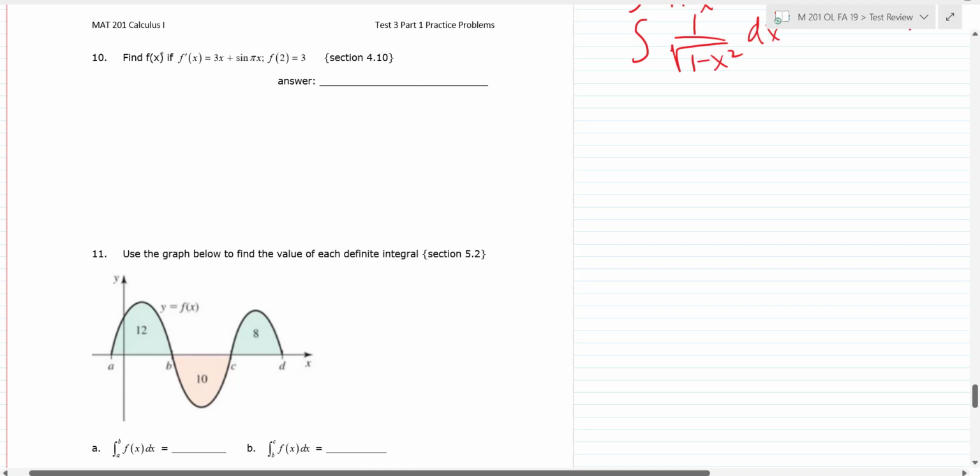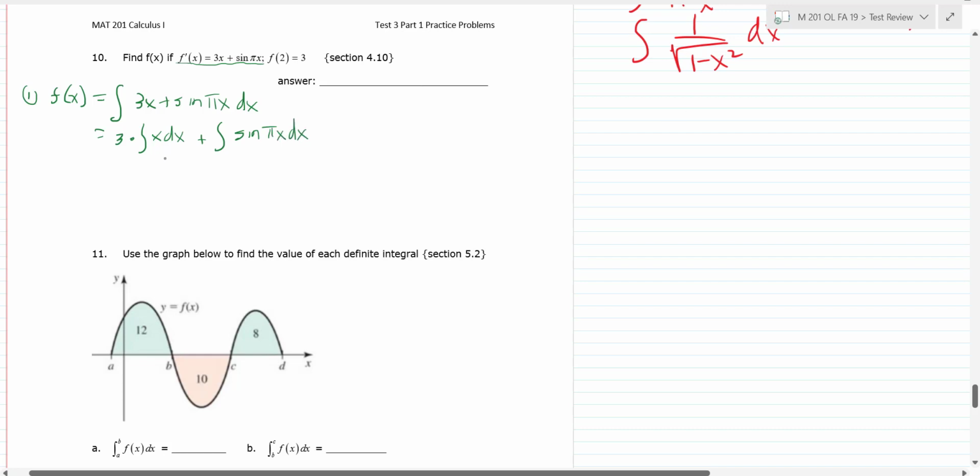So the first thing you're doing on this is I've given you the derivative. You're finding the function. The way you find the function, if you know the derivative, is you find the antiderivative. So you do the integral of 3x plus sine pi x dx. Now, you can do this in your head. You can also split this up like this. You could write this as 3 times the integral of x dx if you want to, plus the integral of sine pi x dx. Or you can just do this in your head.